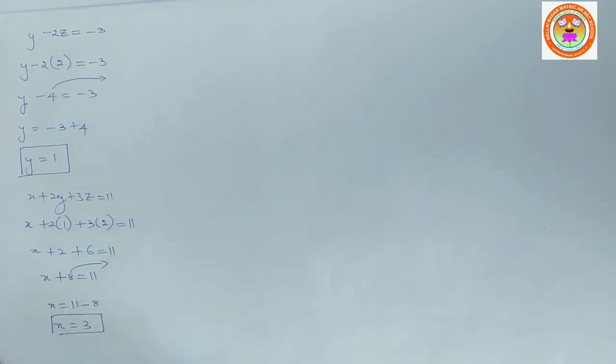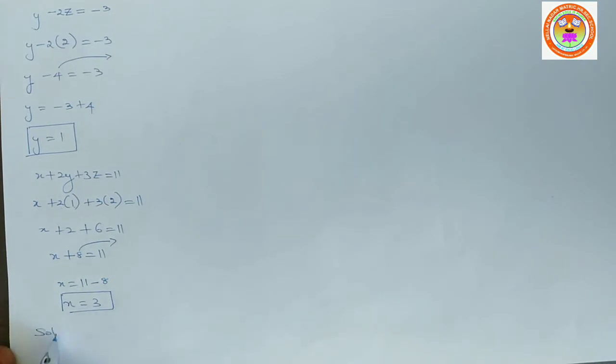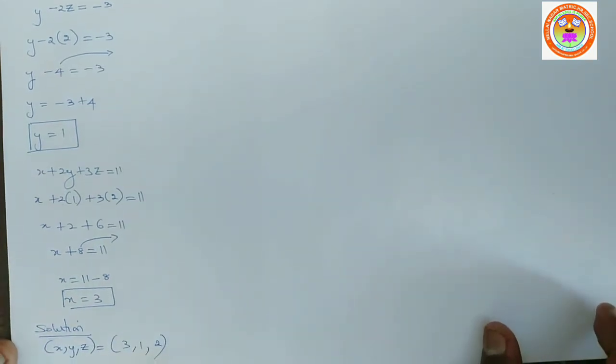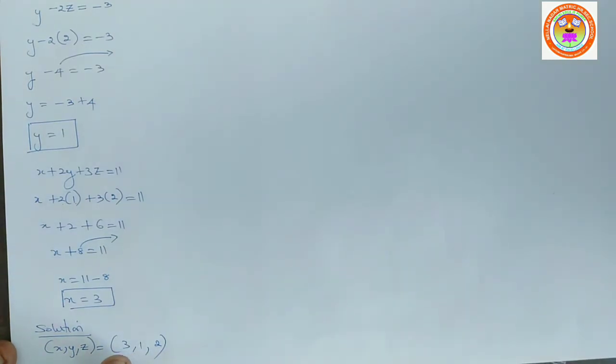The final answer we can write as the solution. Solution: x comma y comma z is equal to 3 comma 1 comma 2. If you want, you can check this answer by applying these values of x, y, z in any of the 3 equations given in the question.